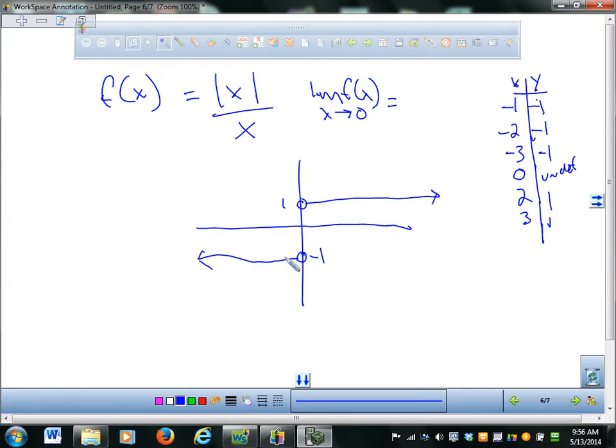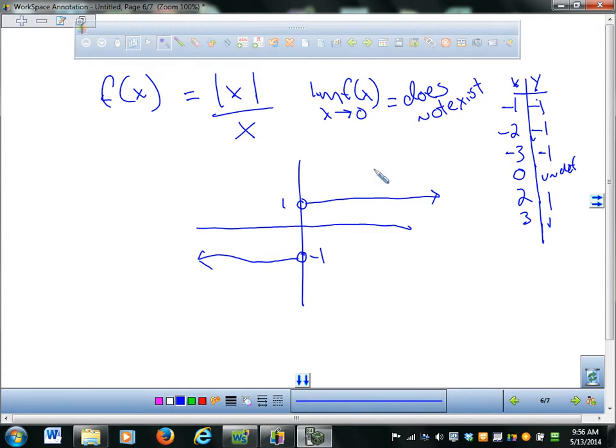As I get closer and closer to 0 from this side, what number am I approaching? -1. As I get closer and closer to 0 from this side, what number am I approaching? 1. Okay? So because I'm approaching two different values, you say does not exist. Does not, because I have to approach the same exact value from both sides.